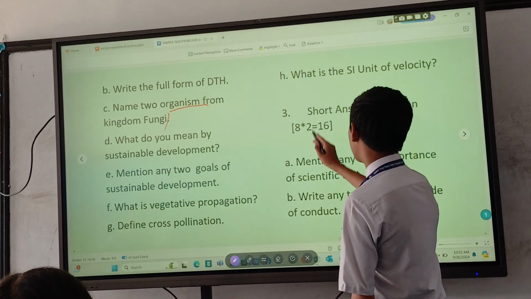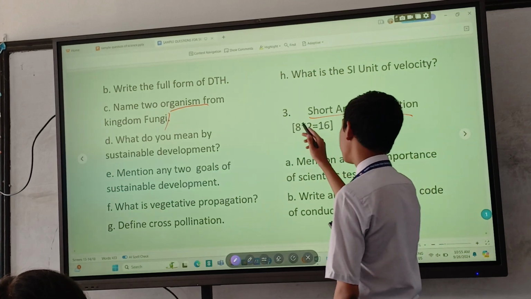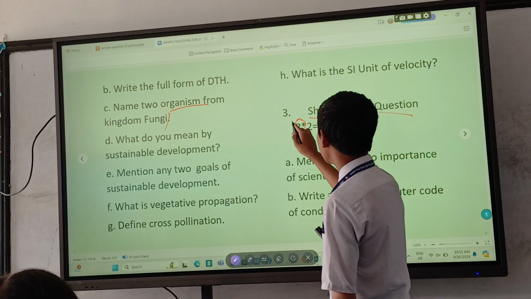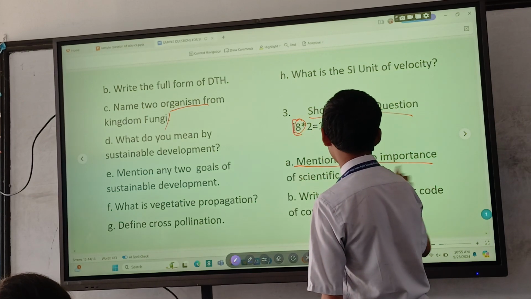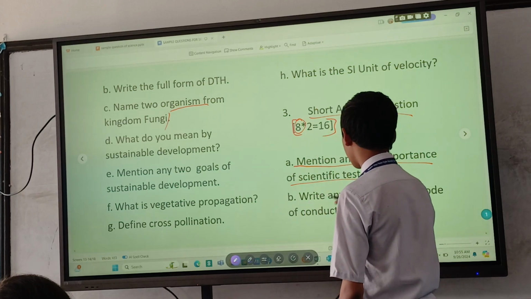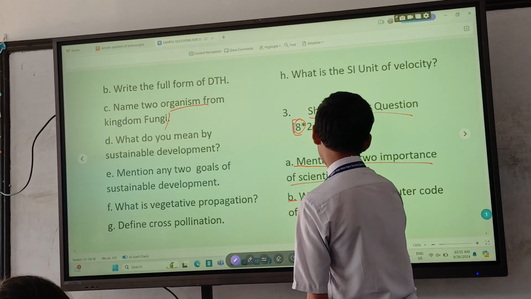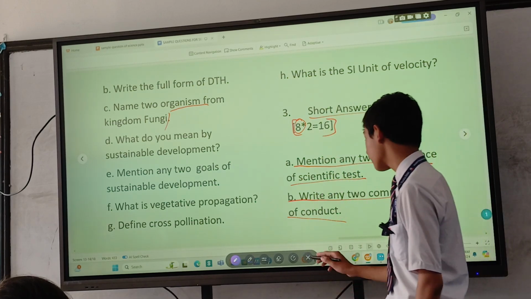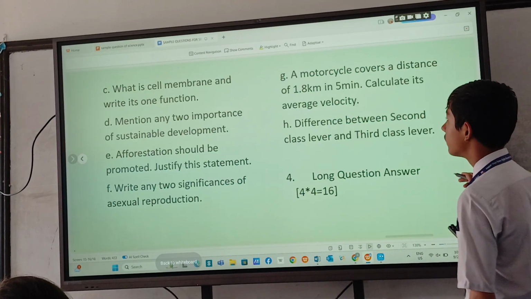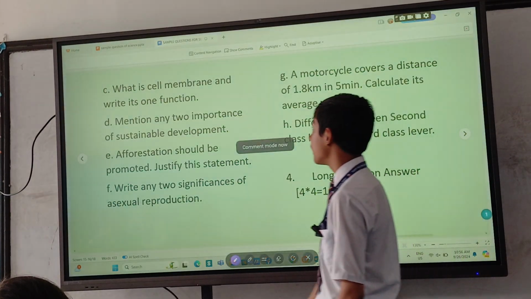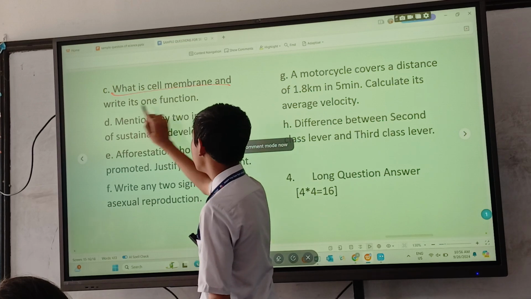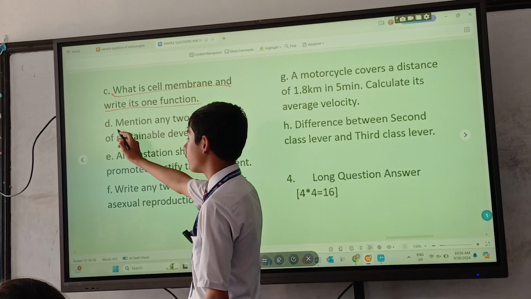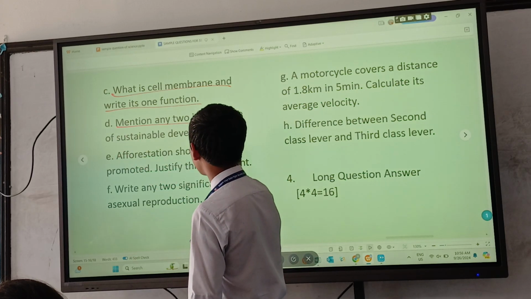The third question is short answer questions, where there are going to be 8 questions of 2 marks each, which makes it 16 marks. The first question is give any two importance of scientific test or experiment. The second question is write any two computer code of conduct, the moral principles that we should follow while using a computer. The third question is what is cell membrane and write its one function. It is from the chapter unit and structures. The fourth question is mention any two importance of sustainable development.